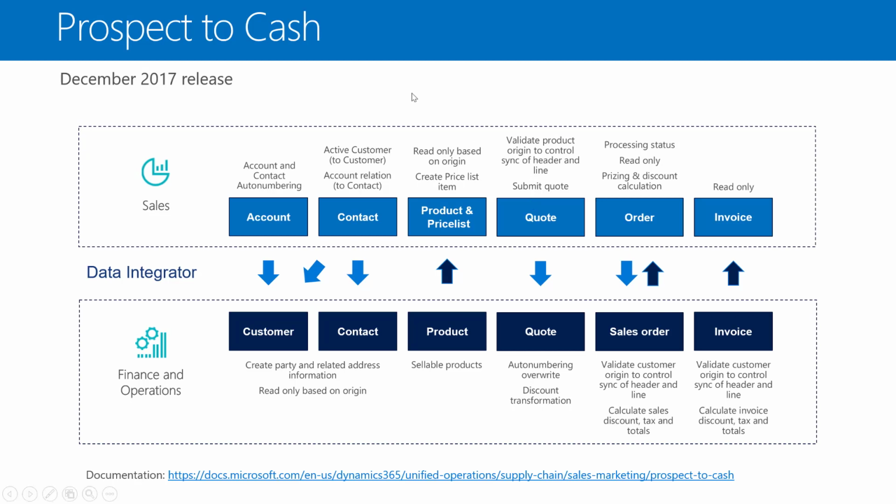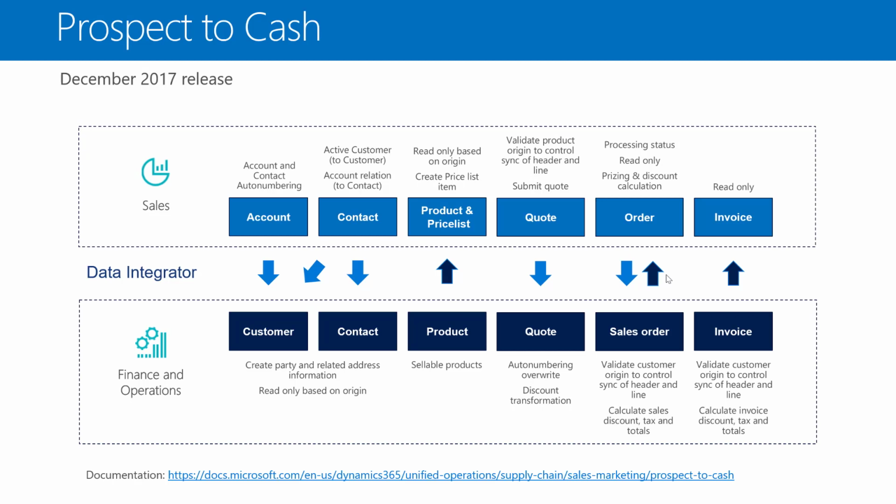So first of all, what you're seeing here is that we released it with the fall release, December 2017. Everything in the dotted box up here, this is what we have in the sales module. Everything down here, that's for the finance and operations. In between, we have the data integrator. You can see the arrows. Either they are light blue and they go down, or they are dark blue and go up. If they're light blue and go down, it means that data is flowing from sales to finance and operations. If it's dark blue and going up, it means that data is flowing from finance and operations to sales. You might notice that for orders, we have arrows in both directions. This is because you can create orders in both systems and synchronize it to the other side. There are some limitations, I'll get into that.